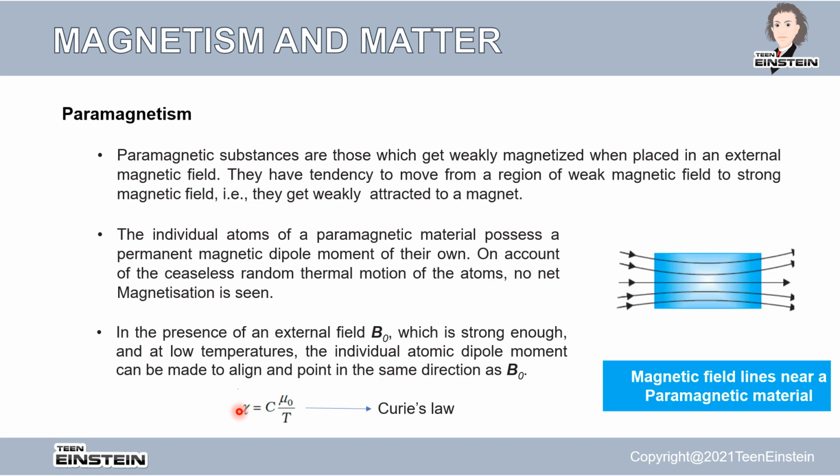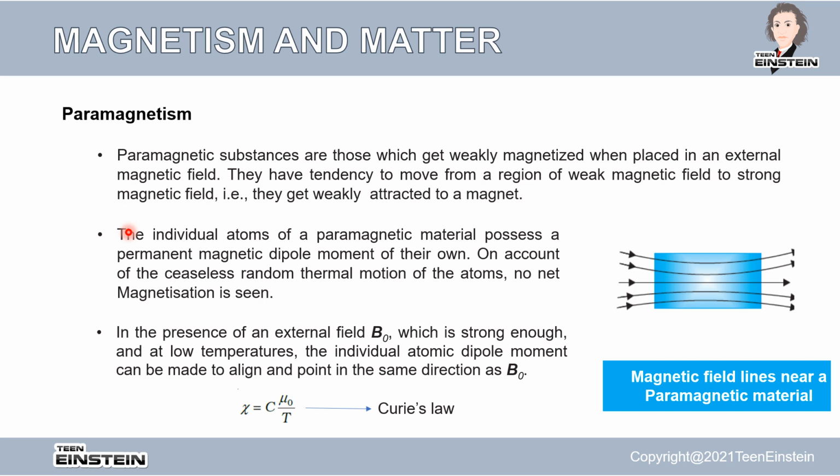Okay, now let's talk about paramagnetism. So we know what paramagnetism is from the table. For a paramagnetic material, chi is positive and small. Positive means what? M is in the direction of H. So now the magnetization of the material is along the direction of the applied field, so the field lines can go through the material, inside the material. Paramagnetic substances are those which get weakly magnetized when placed in an external magnetic field. They have the tendency to move from a region of weak magnetic field to strong magnetic field. They get weakly attracted to a magnet.